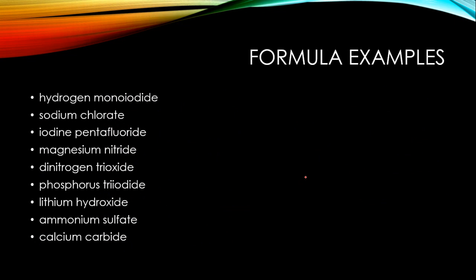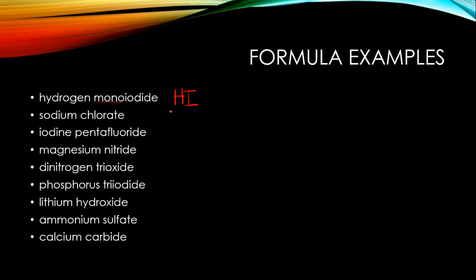Now, something I think you will find to be easier is the writing of the formulas, because they're already done. Like the prefixes, you don't have to worry about it, it's already there. So how would we write hydrogen monoiodide? Hydrogen. And then when I see the mono, I know that this is a covalent compound because covalent uses the prefixes. So monoiodide would just be HI.